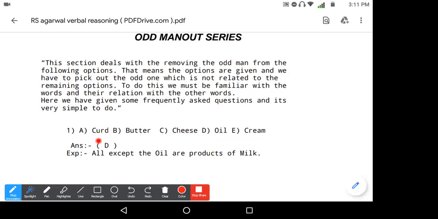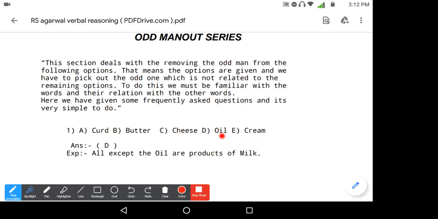Curd is a product of milk, right? Butter is also a product of milk. Cheese is also a product of milk. Cream is also a product of milk. But oil is not a product of milk. Oil can be extracted from seeds, right? Sunflower, and you can have rice bran. So it's not part of the milk products or dairy products. So oil is the odd man out.